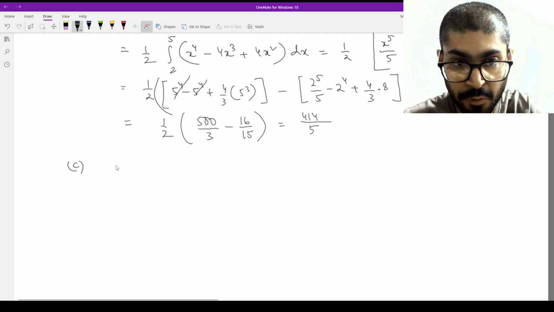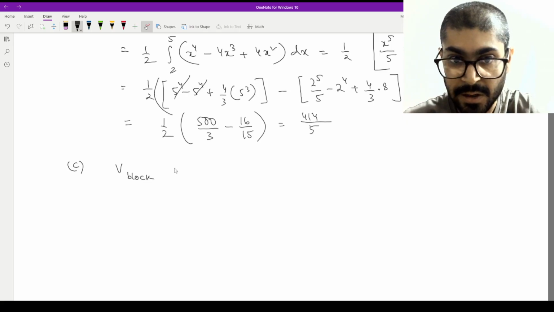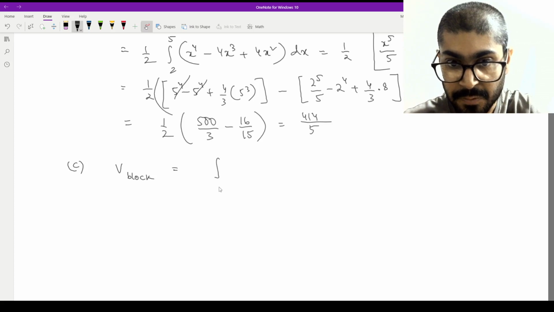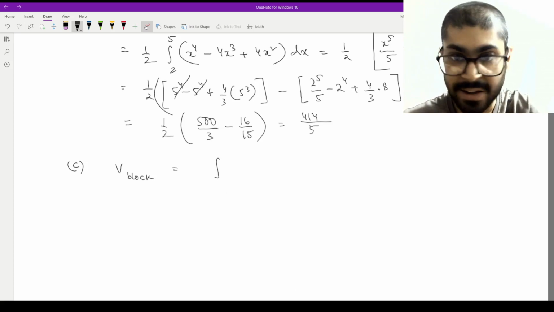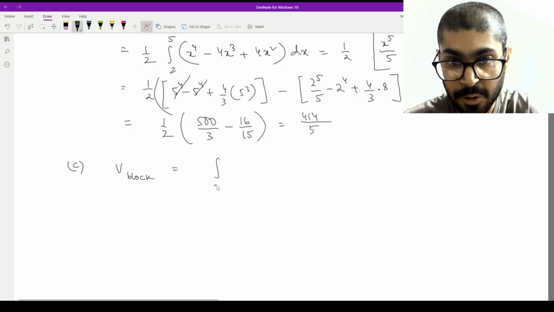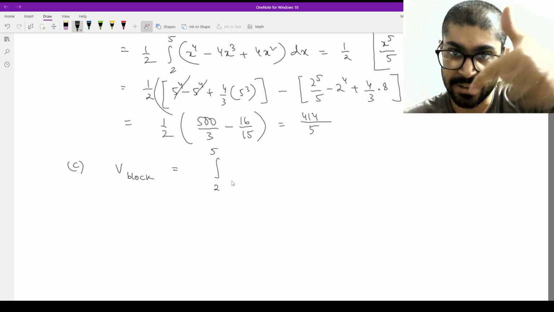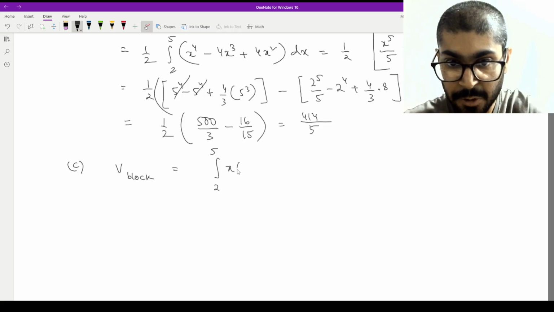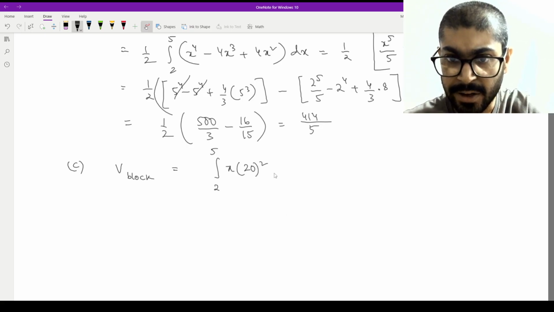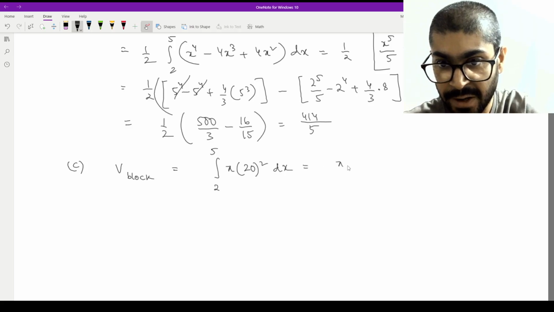So the volume of that block, we will rotate it the entire 360 degrees, so that will be from 2 to 5, and the cross-section area of that will be pi r squared, and here the radius is y = 20. So we are rotating it like this, so it will be pi into 20 squared dx. So this turns out to be pi times the integral from 2 to 5 of 20 squared dx.